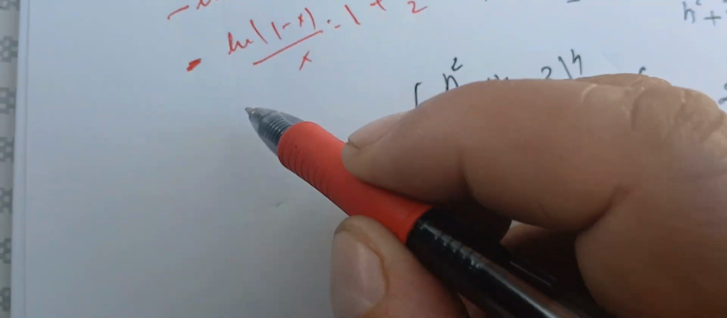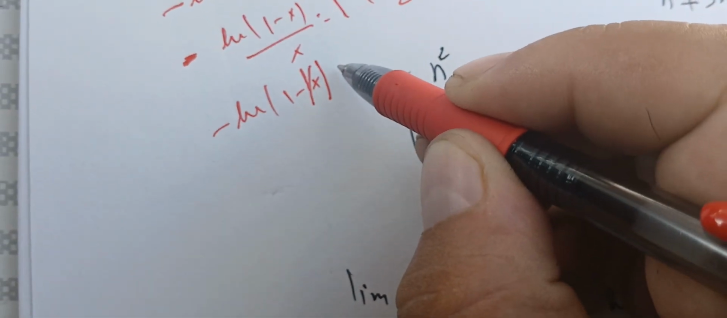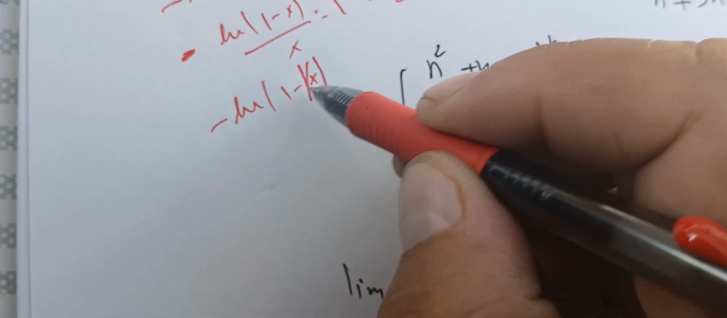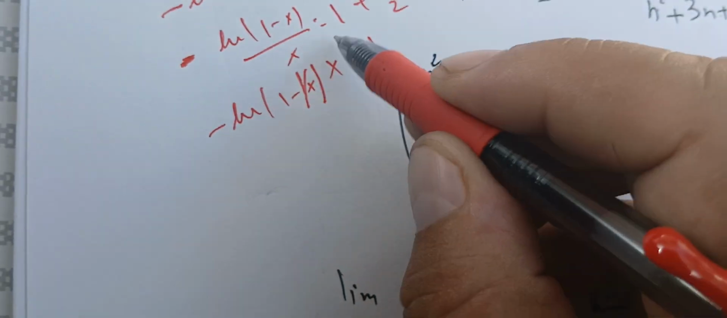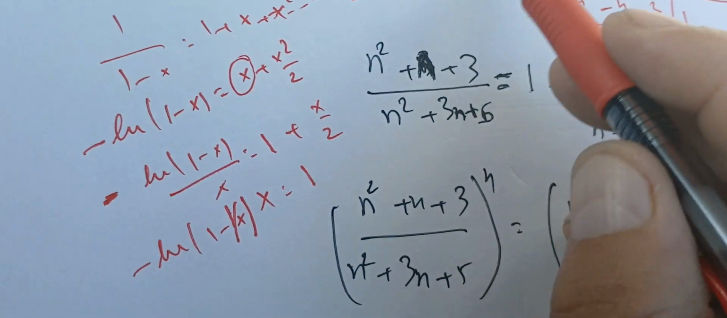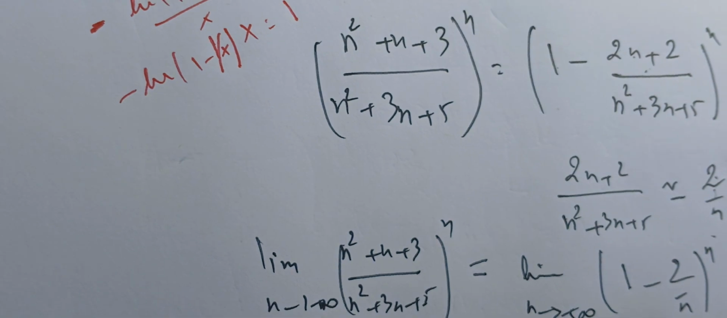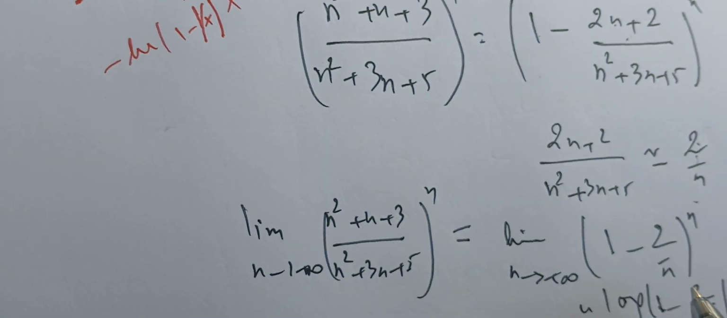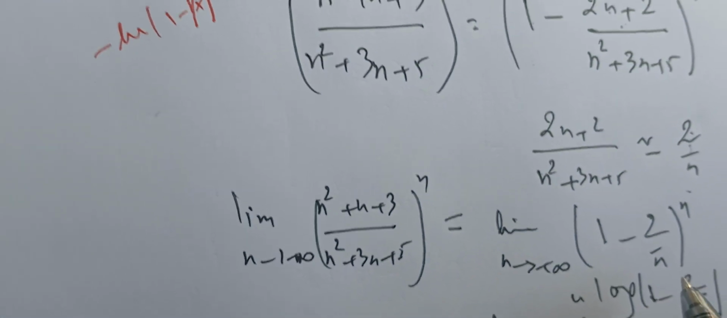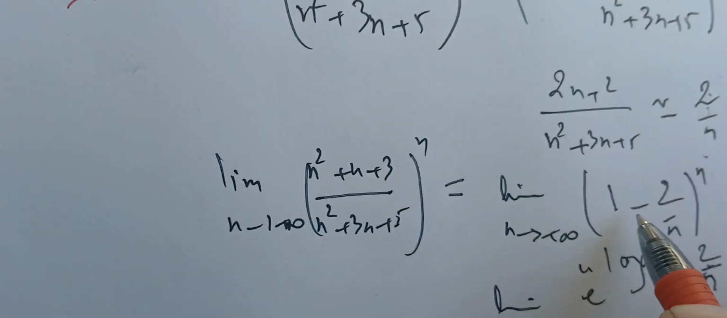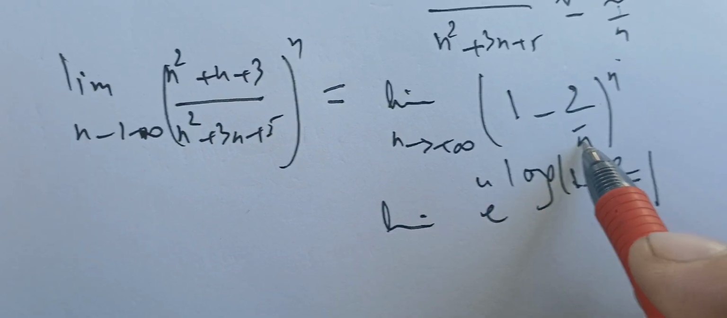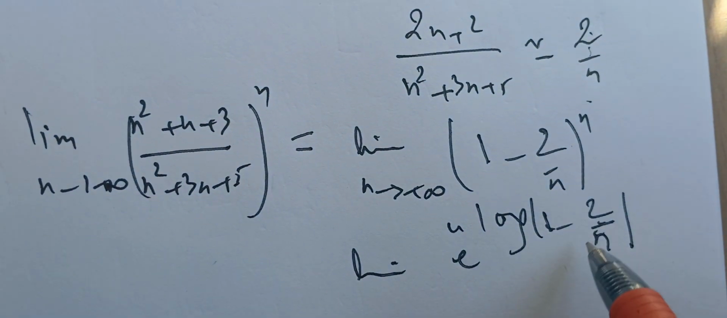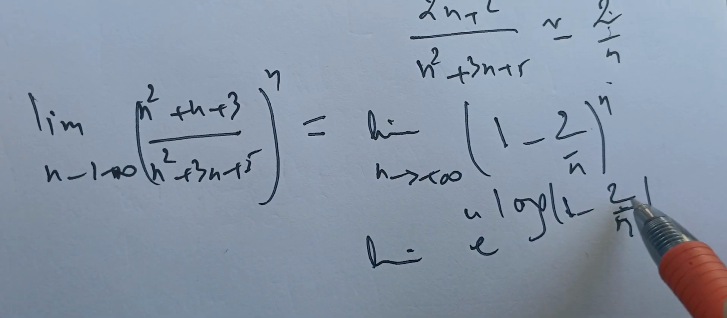If I want infinity, I need to do minus the log of 1 minus 1 over x times x, so times this x here. So it's going to give me 1. So this one is equivalent to minus 1 over x, as n goes to infinity. Here we have the x as 1 over n, so this is equivalent to minus 2 over n.